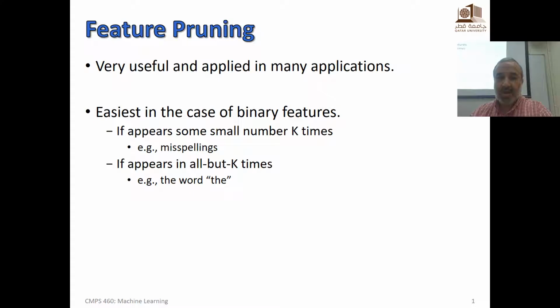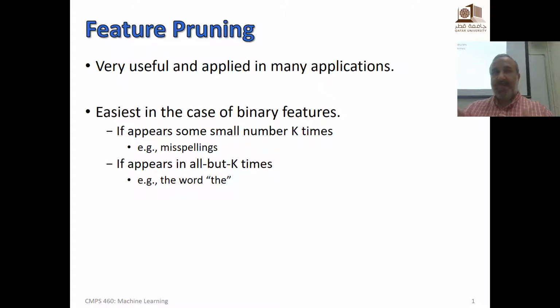Examples for that: the word "the" almost appears in all documents, right? So removing it should not harm the classification. On the other side, misspellings. If there is a word that was misspelled, maybe it will appear in 1 or 2 documents out of thousands or sometimes millions. So maybe we can remove them also. These are examples of that kind of features. So it is much easier in the case of binary features, which have just 2 values, true or false, or exist or doesn't exist.